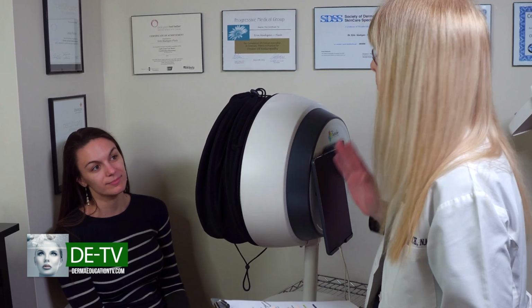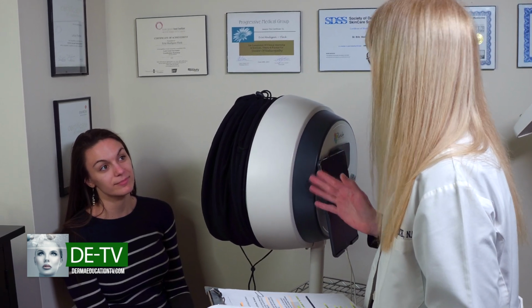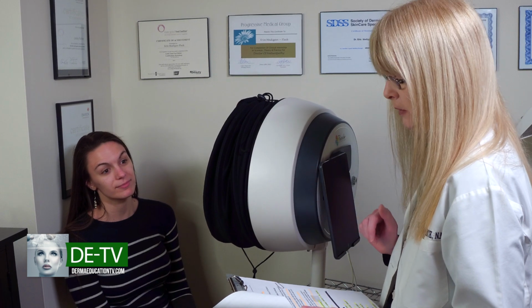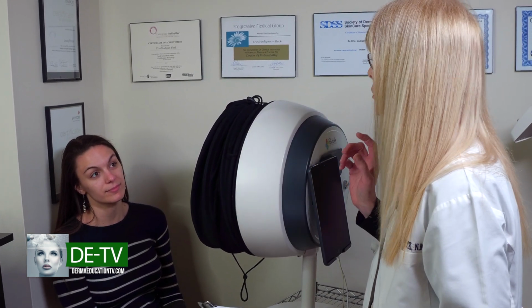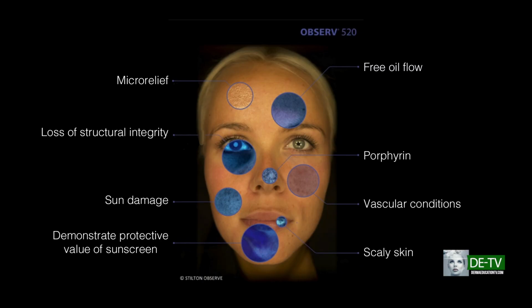This is what we call polarized light spectroscopy. And what it's going to do is give me a high technology reading of your skin. It's going to show me several different views of your skin. And then what I'm able to do, I have it on the iPad here, you'll be able to see every single capture of the image that I get through the camera. And what's really good is that we show in different views what your skin is going to look like.